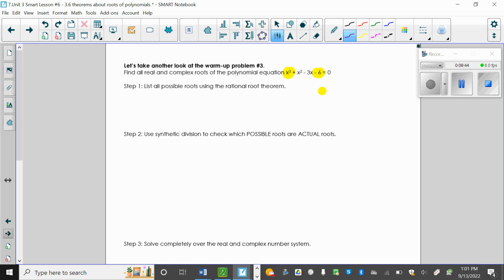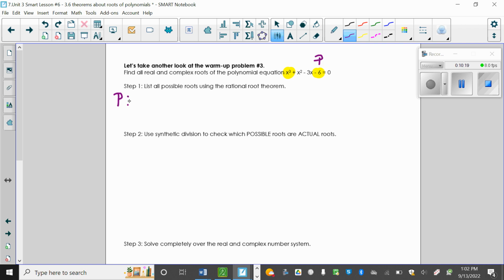So let's take another look at problem number 3 from our warm-up. Find all real and complex roots of the polynomial equation x to the third plus x squared minus 3x minus 6 equals 0. Let's start with our rational root theorem, and let's find all possible rational roots. The rational root theorem says that if we have any rational roots, they'll be able to form p over q, where p are the factors of our constant.